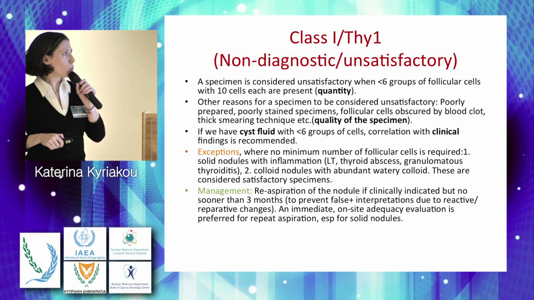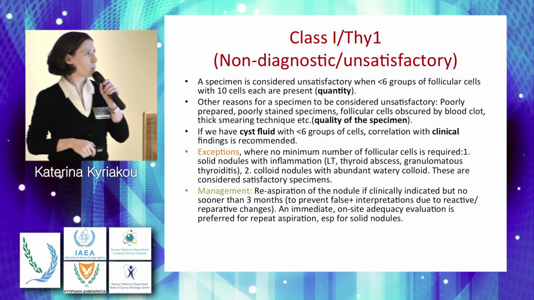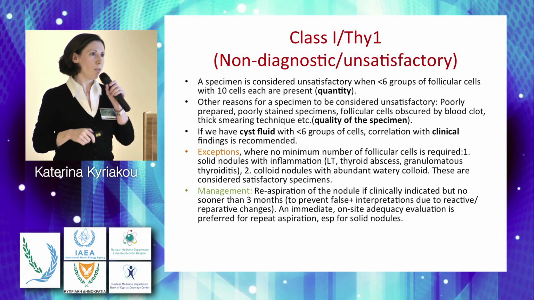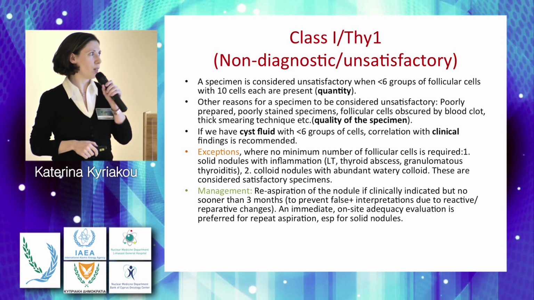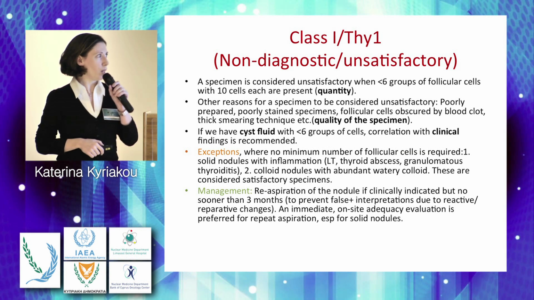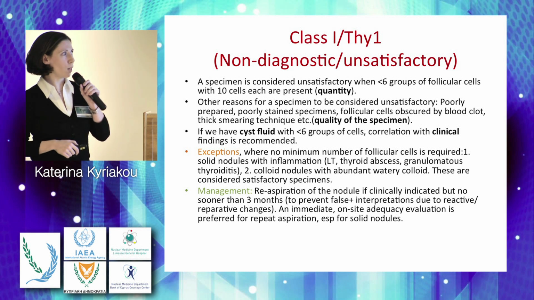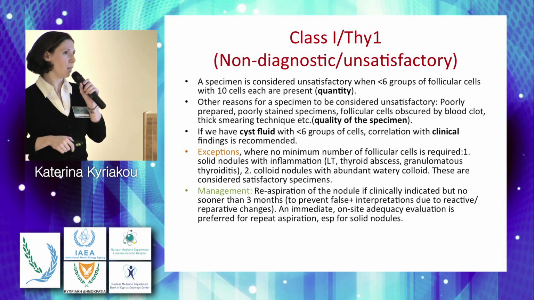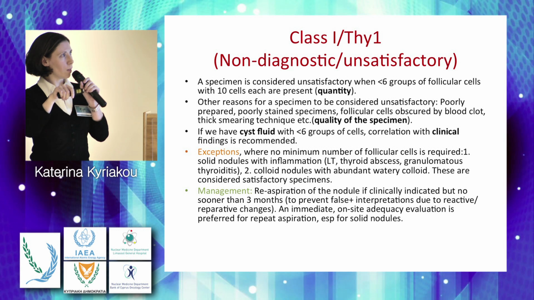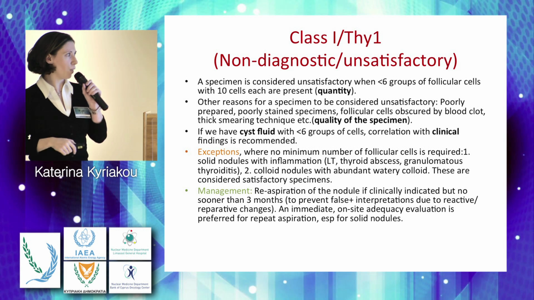A few exceptions where no minimum number of follicular cells is required are the solid nodules with inflammation, for example, in lymphocytic thyroiditis, in thyroid abscess, granulomatous thyroiditis, and in colloid nodules when we have abundant watery colloid. In these situations, we consider the specimen satisfactory despite the less than 6 groups that we find.